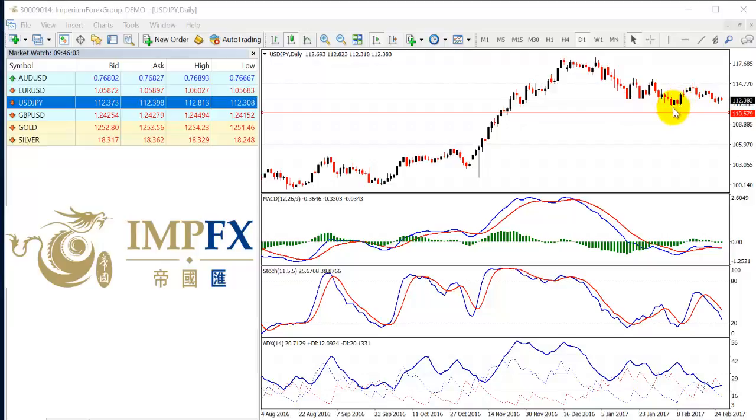If we don't see demand in the next 12 to 24 hours, then we could eventually see the market fall back to that challenge of 110.60/80, but I'm not bearish from that level.